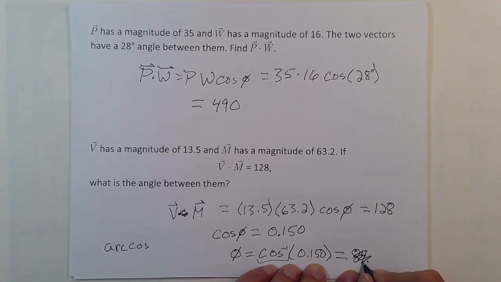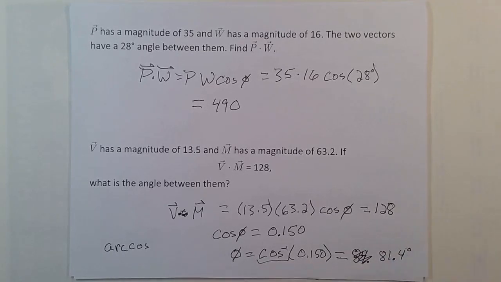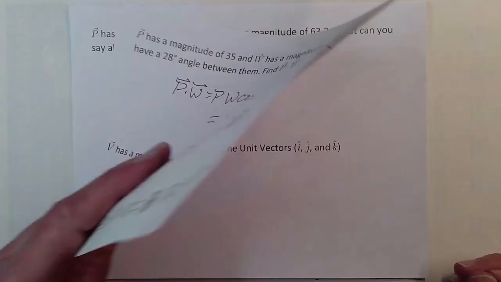Let's make that 81.4. How's that? Anyway, that's the way you can figure out the angle between things. Now, I haven't shown you how you might calculate this for a different sort of vector, but we will get to that.